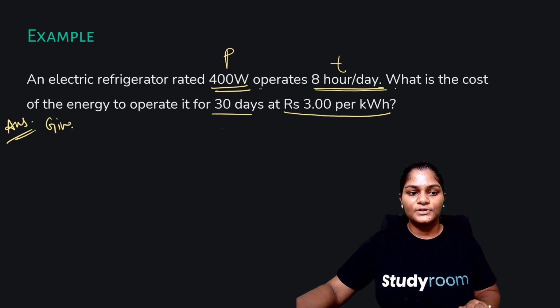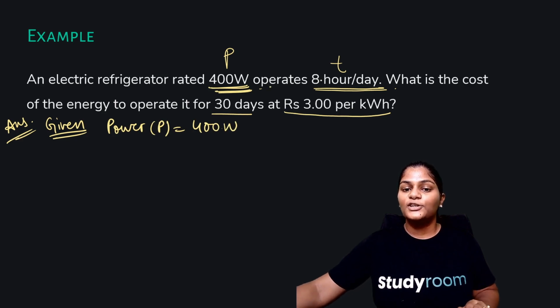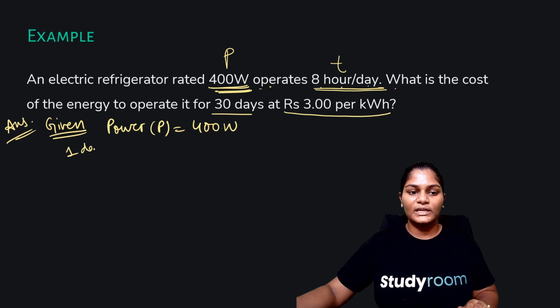We are given that the power P is given to us as 400 watts. Okay, it operates for 8 hours in a day. So I'm writing, in 1 day, how much time T.